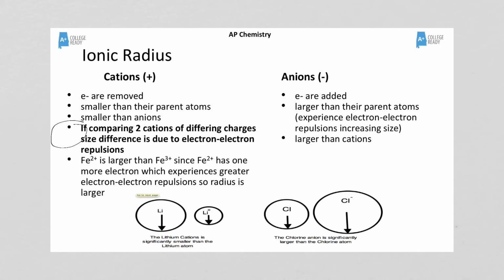This question was actually on the AP exam last year with the iron comparison. Why is Fe2+ a larger ion than Fe3+? And the credit was given only for saying Fe2+ has one more electron than Fe3+, which causes greater electron-electron repulsions, which expands the size.